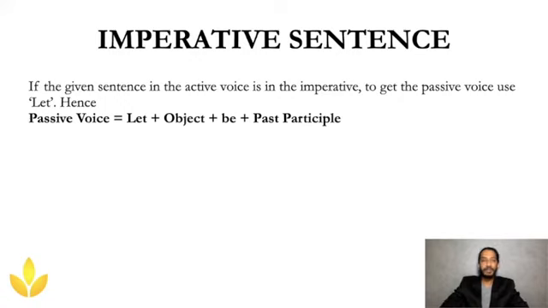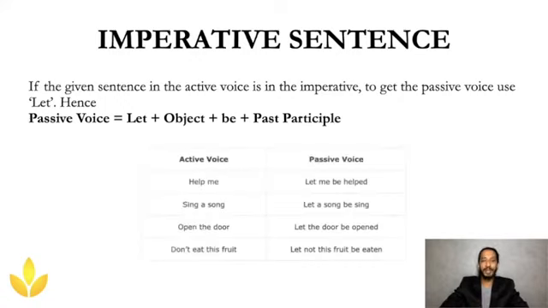Active voice, help me, and the passive voice, the same thing, let me be helped. Similarly, you'll see sing a song, let a song be sung. Okay, there's a mistake there, it is sung, S-U-N-G. Open the door, let the door be opened. Don't eat the fruit, let not the fruit be eaten.